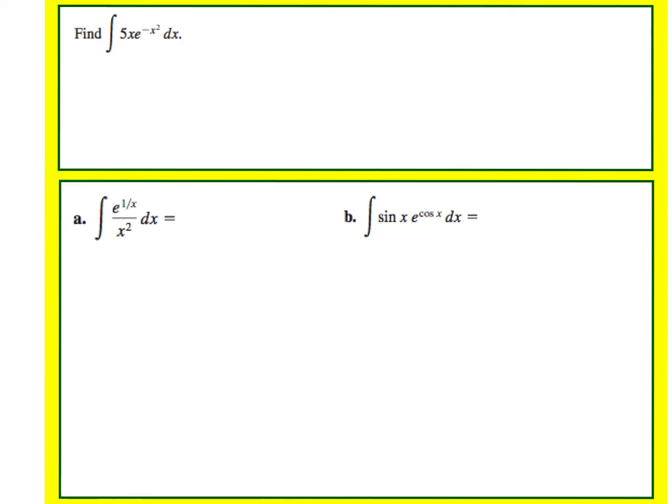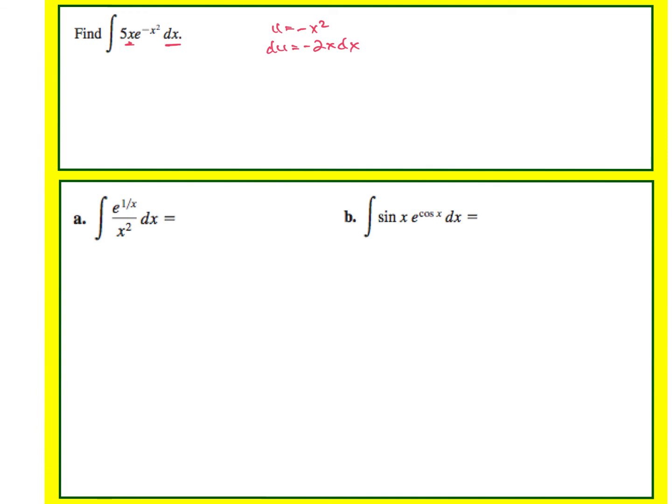So this next one, we have the integral of 5x e to the negative x squared with respect to x. So again, what could I make my u? I could make my u negative x squared. So my du would be what? Negative 2x dx. Now, does it cover what I need it to cover? Yes, sure does. It covers my x and it covers my dx. It just doesn't cover my 5.